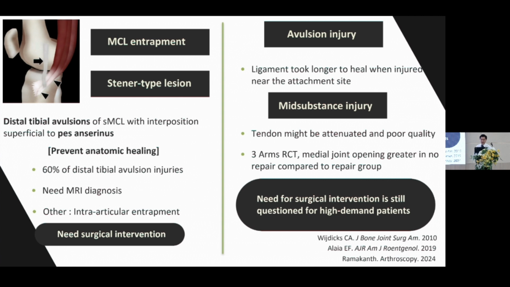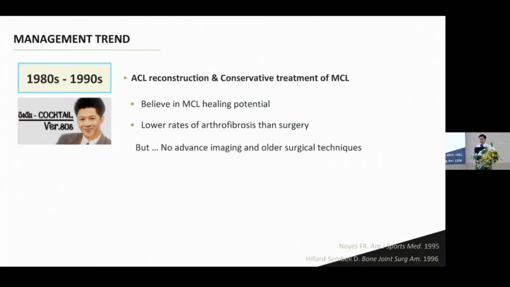And data from a 3-arm randomized controlled trial show us that there is more joint opening in the non-repair group compared to the repair MCL group. Conservative treatment is favored based on the results of the literature in the 1980s, with a higher rate of arthrofibrosis in the surgery group. But back then, many papers had no advanced imaging and used older surgical techniques.